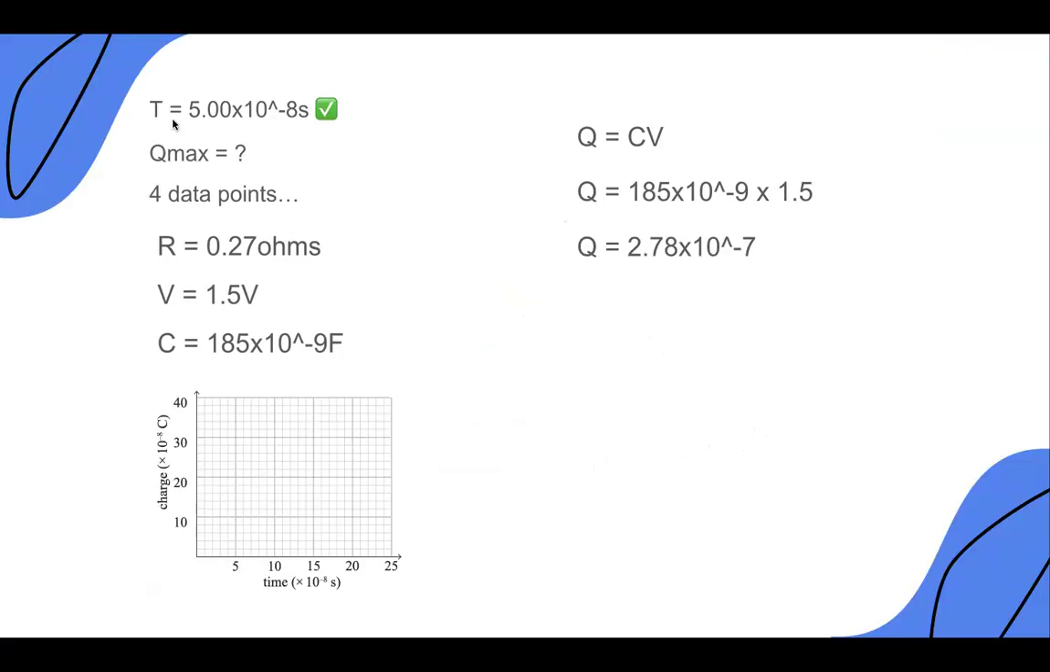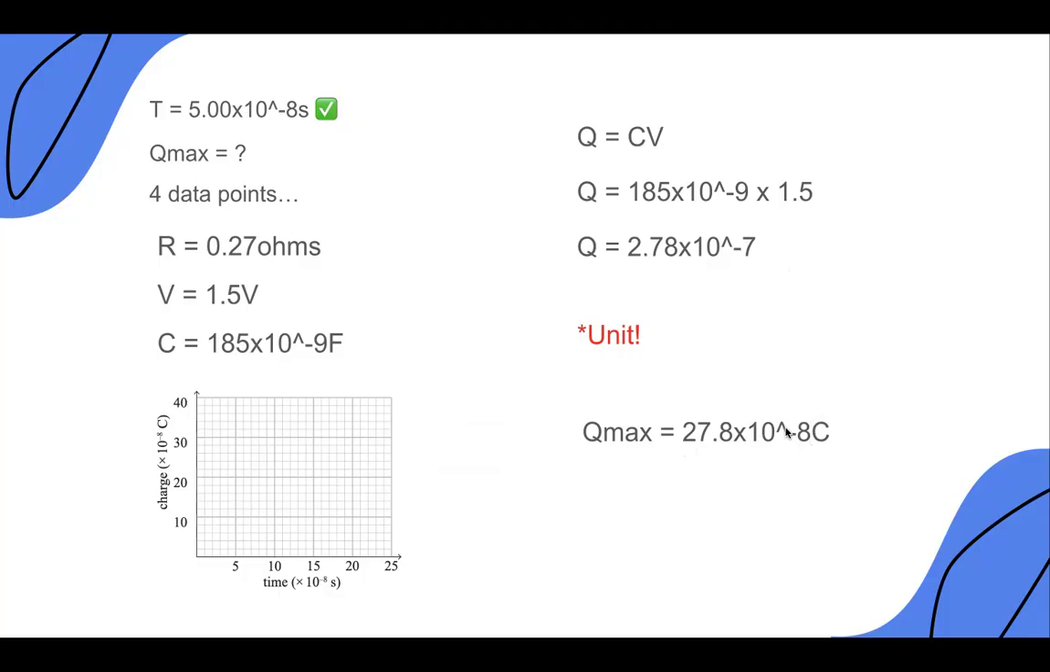Now moving on, we've got the T, so to Qmax. We have the formula Q equals CV, right? The fundamental capacitance formula. So Q equals, you plug in the C value times the V value, 2.78 times 10 to the negative 7. Is that right? Yes. It's still missing a unit, right? The unit for Q is coulombs. So 27.8 times 10 to the negative 8 coulombs.